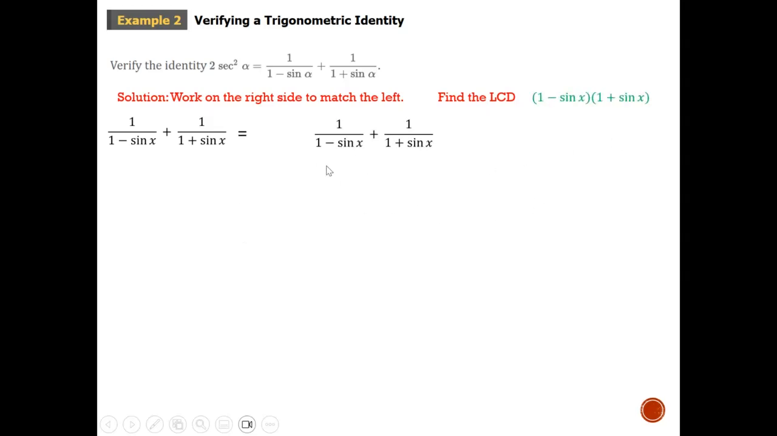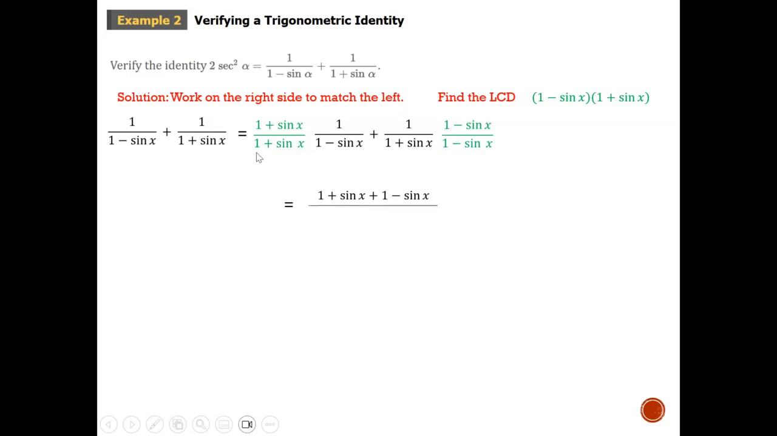Okay. So the first term, the 1 minus sine x: the LCD has 1 minus sine x, but we're missing the 1 plus sine x. So I'm going to multiply by 1 plus sine x. And the second term, what's missing on the bottom is 1 minus sine x. So I'm going to multiply top and bottom by 1 minus sine x. Now, what's 1 times 1 plus sine x? It's just going to give us 1 plus sine x on top. And 1 times 1 minus sine x will just give us 1 minus sine x.